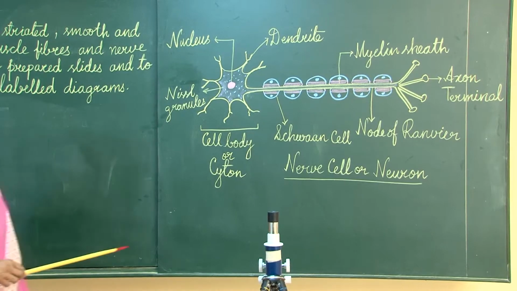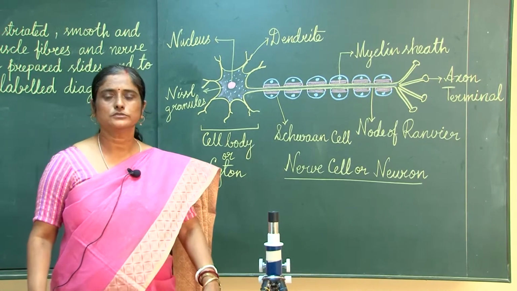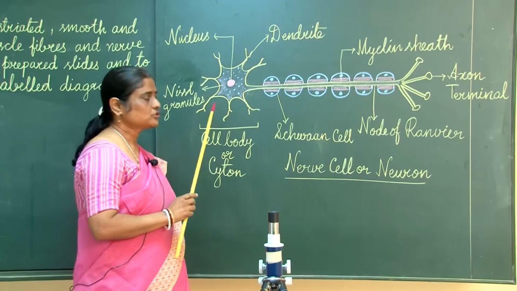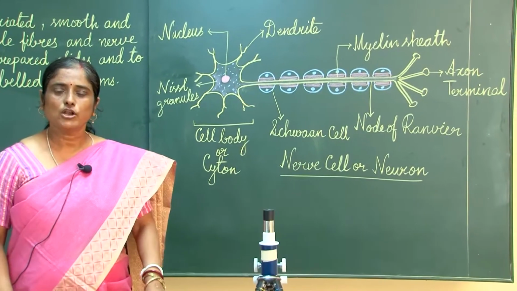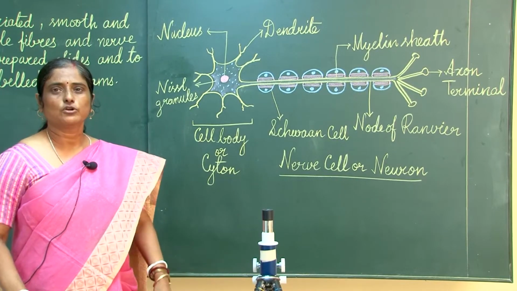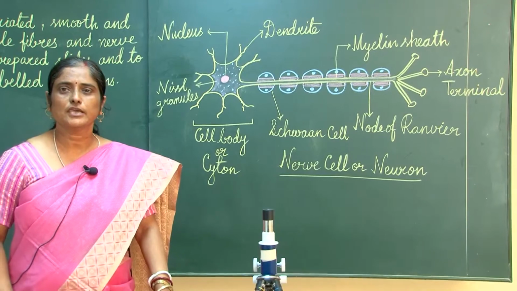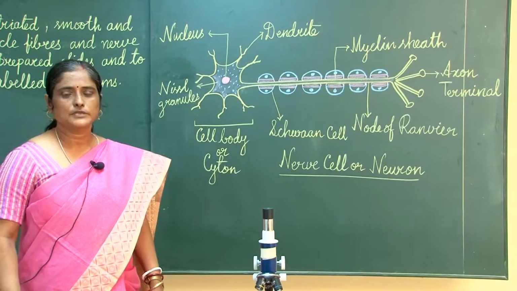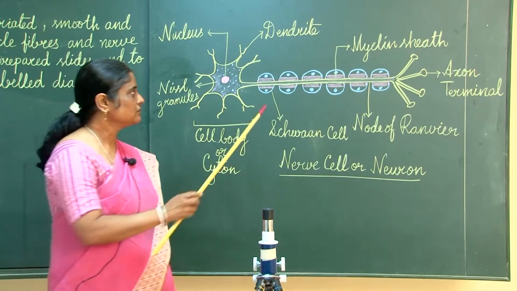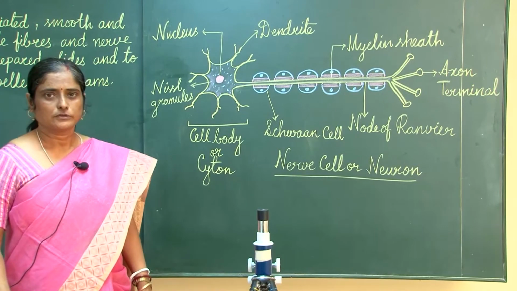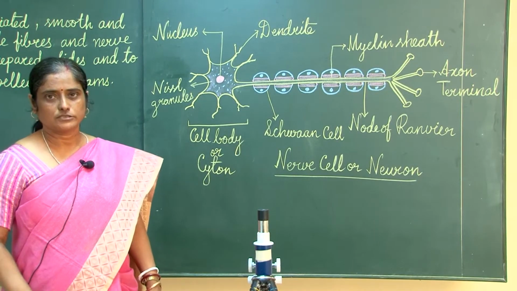Let us come to the concluding part of the animal tissues, students. Here is the nerve cell or the neuron. How does it look like? It looks elongated, right? Why is the nerve cell elongated? Because its function is to transmit the impulse. What is impulse? Impulse is the electrical wave which travels over the nerve fiber, right? That is why the cell is elongated.